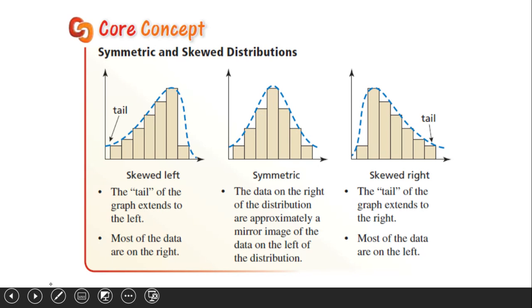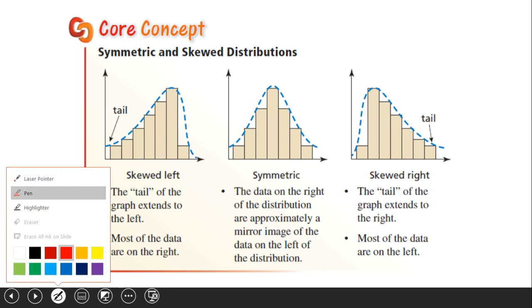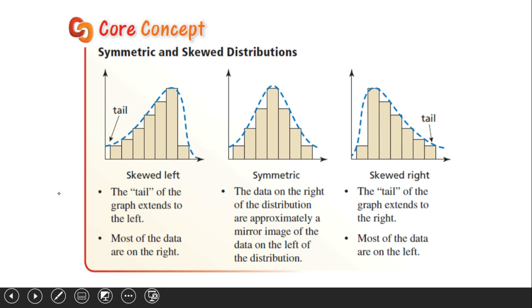Now you can also see something like this, which could also be classified as symmetric. So you have a shape such as this one. That's also symmetric because it's the same on the left side as it is on the right side. My drawing's not so great.